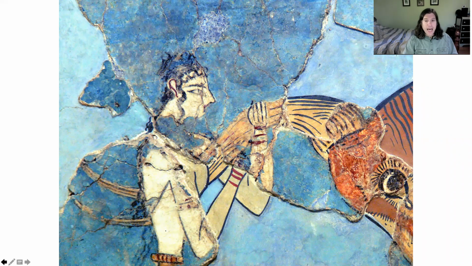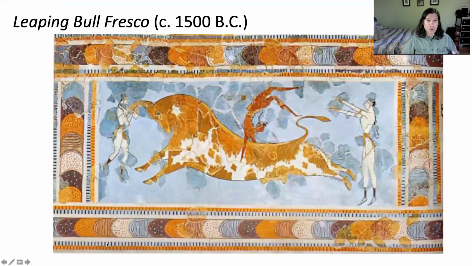But again, this is a much more dynamic and curvilinear work of art than really anything we saw from Egyptian culture. Notice, by the way, that the character that is leaping over the bull is much darker, so probably a male figure, and then two light-skinned women on each side of the bull.